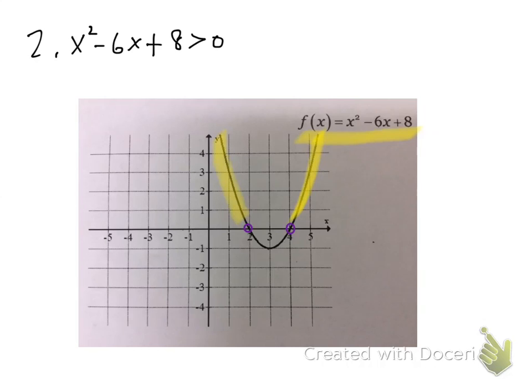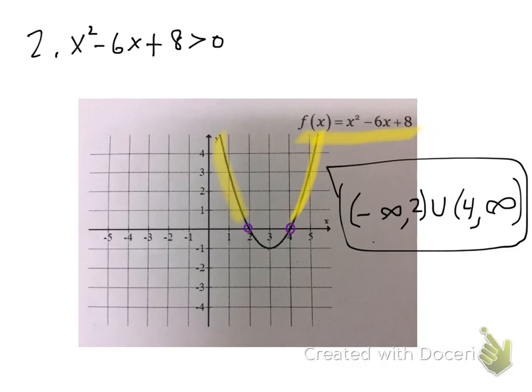Now we know that this expression is greater than 0 where the function is above the x-axis. That happens on either end, so to the left of 2 and to the right of 4. Our solution is going to include all the x values where the function is positive. First of all, that would be from negative infinity to 2, and then we also have to include the values on the other side, 4 to infinity, and so that's our solution.